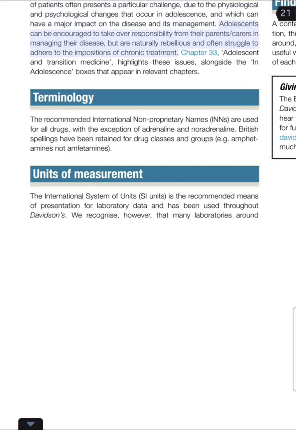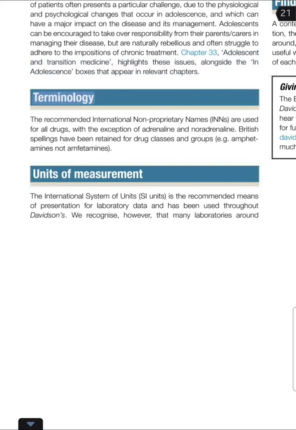Adolescents can be encouraged to take over responsibility from their parents or carers in managing their disease, but are naturally rebellious and often struggle to adhere to the impositions of chronic treatment. Chapter 33, Adolescent and Transition Medicine, highlights these issues, alongside the in adolescence boxes that appear in relevant chapters.